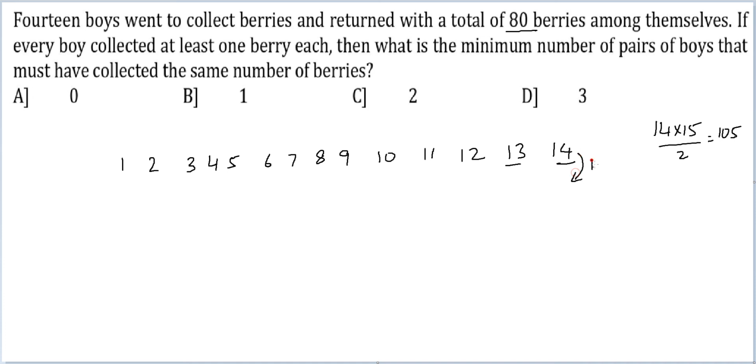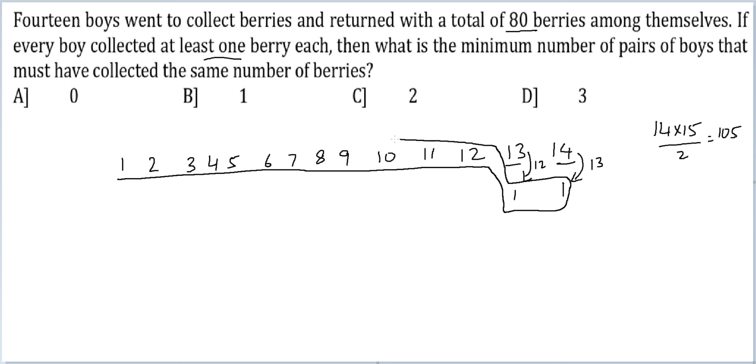So if I remove 13 from here, why I'm removing only 13 is because everybody collected at least one berry. I reach 1 here, and I remove 12 berries from here. I reach 1 berry here. So now the 14 people that we have, these many berries each.